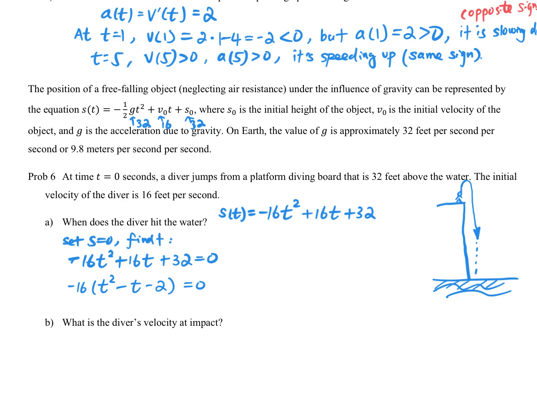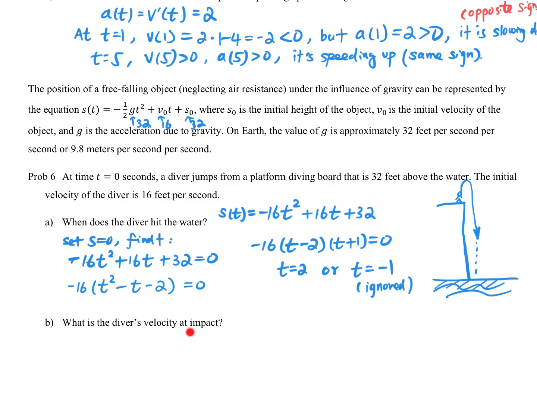And continue to factor. We have negative 16 times (t minus 2) times (t plus 1) equals 0, which means t equals 2 or t equals negative 1. Of course, because time is always non-negative, we're going to ignore this negative solution. So this is when the diver hits the water.